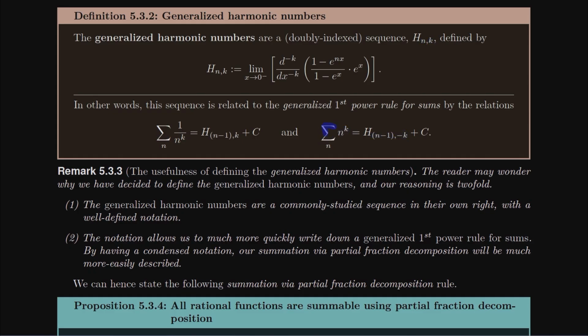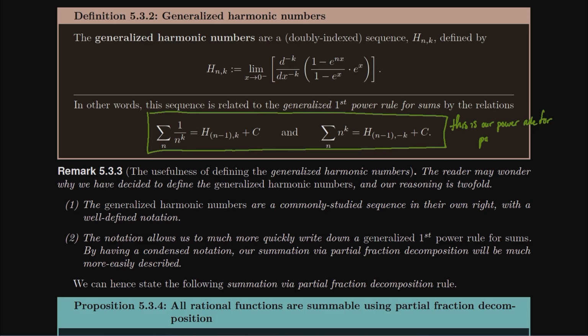You kind of have to say, okay, if I'm going to do the power rule here, it's going to be h n minus 1 negative k. Or in the event that we're doing a lot with rational functions today, the whole point of partial fractions, we're going to see a lot of these kind of reciprocal powers show up. And when it's a reciprocal power, you're just going to get h of n minus 1 comma k. And so in some sense, these are what we want to focus on today as our power rule. This is our power rule for partial fractions.